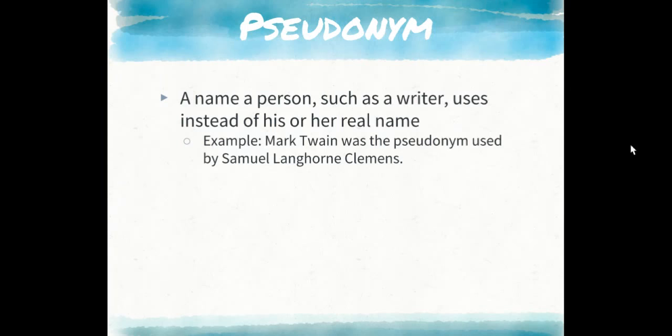Pseudonym is a name of a person, such as a writer, uses instead of his or her real name. So, for example, Mark Twain, who wrote the book Huckleberry Finn, that was the pseudonym used by Samuel Langhorne Clemens. So Samuel Langhorne Clemens actually wrote the book Huckleberry Finn, but his pseudonym, or his pen name sometimes as they call it, was Mark Twain.